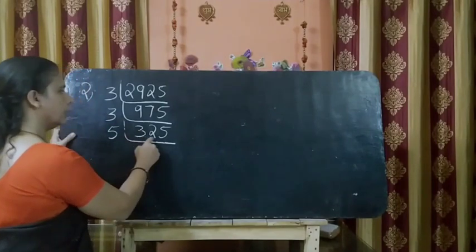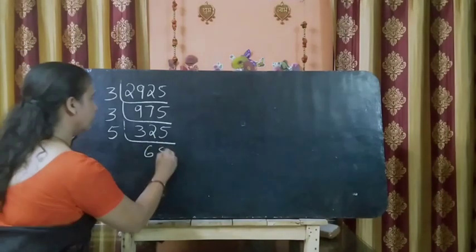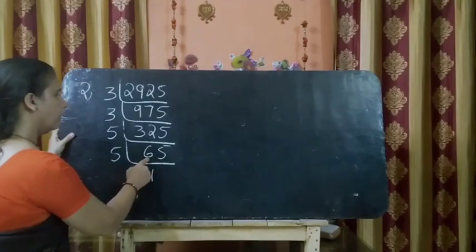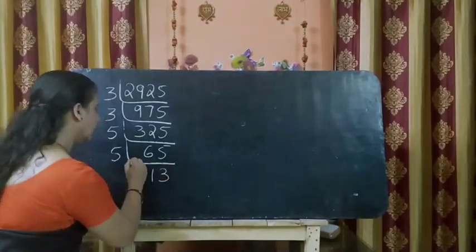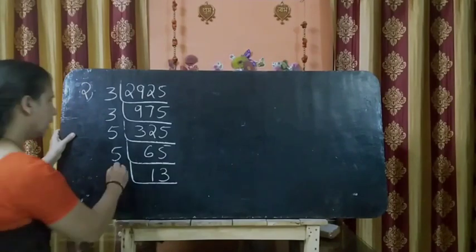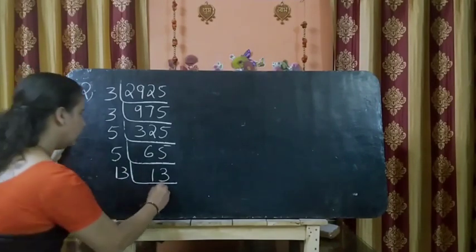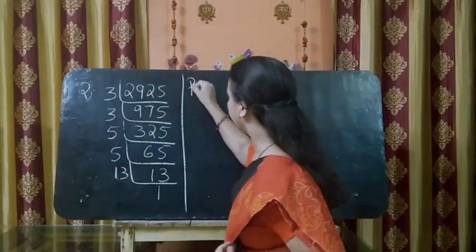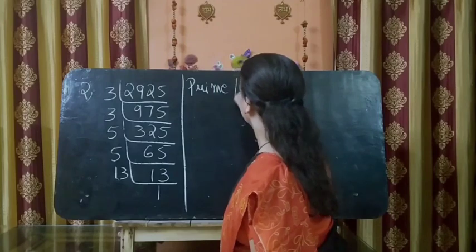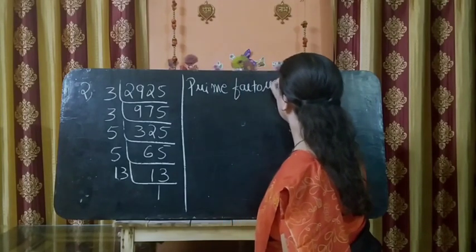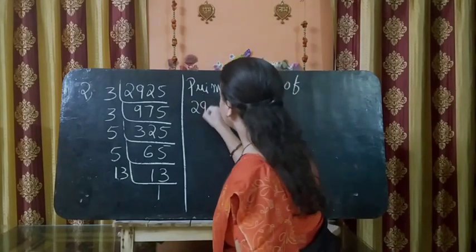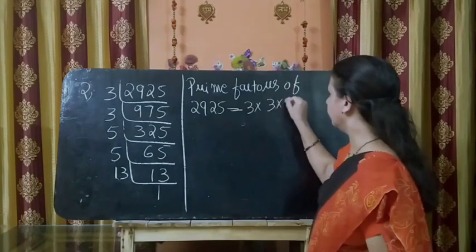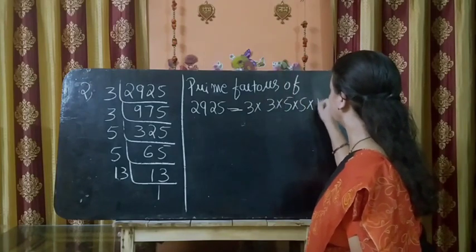Then take the factor 5. 6 5s are 30. Number left 2, 25. 5 5s are 25. Then factor is 5. 1 left, 15. 3 5s are 15. Then take the factor 13. 1 into 13, 13. Then prime factors of 2925 equals 3 into 3 into 5 into 5 into 13.